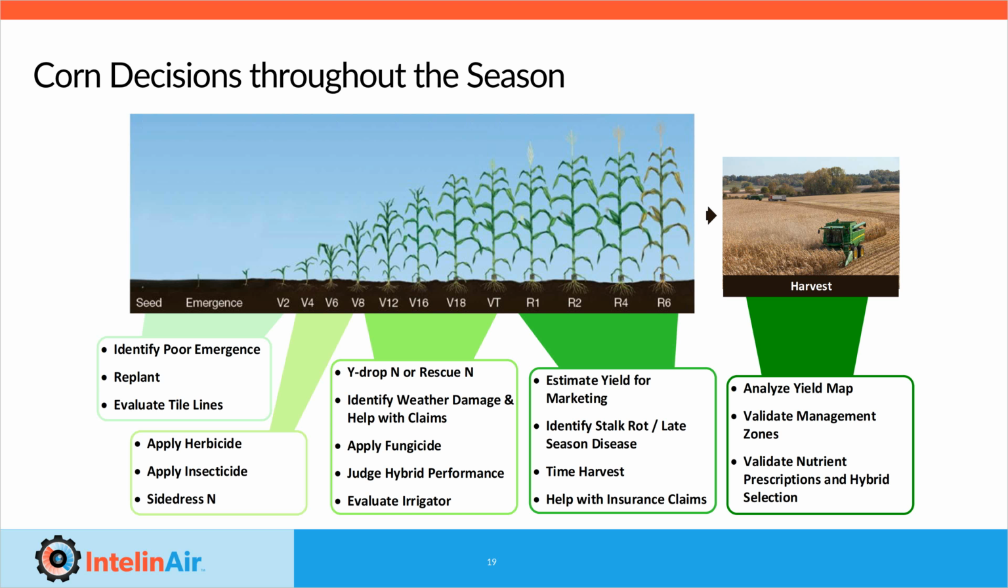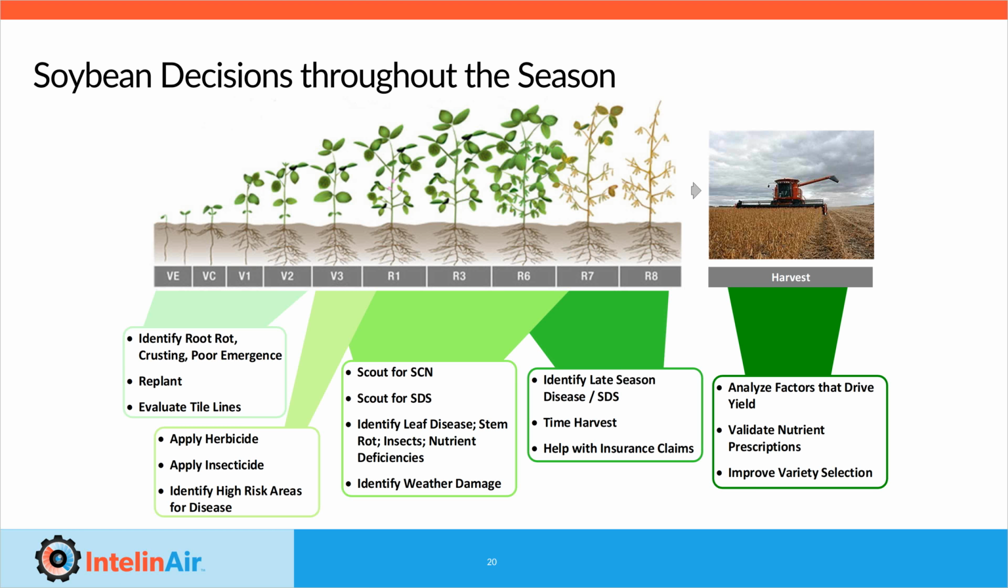And so you can see the corn timeline here, going all the way from emergence up into harvest. There are a number of different issues, and you can go ahead and go to the next slide there, Greg, for the soybean issues as well. Very similar situation, all the way from emergence, where we're looking at issues such as replant, even soil issues, then herbicide and insecticide, and then even later into the season, looking at some of those issues as we go into harvest.